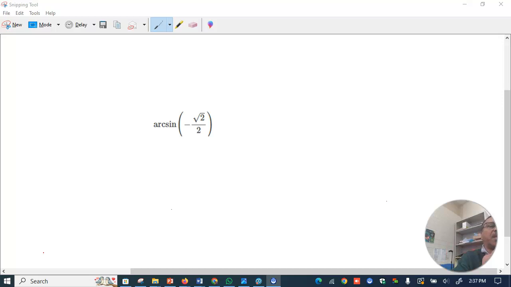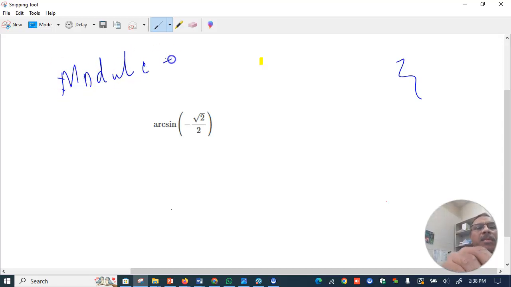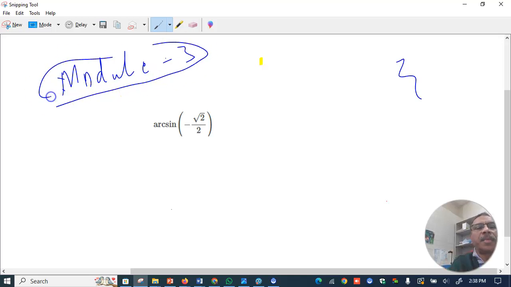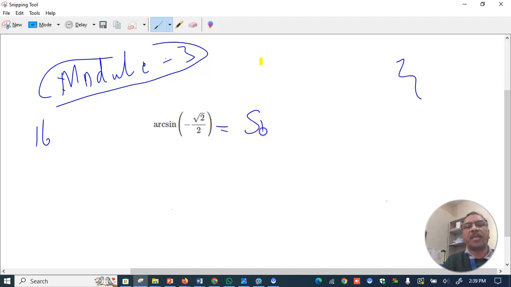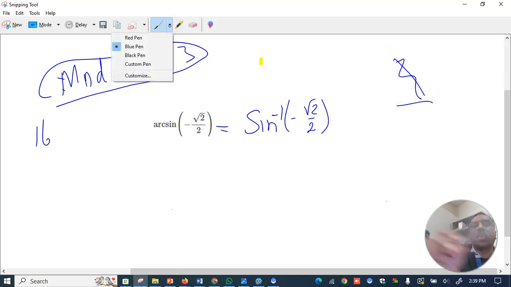Here is the first example. This is actually problem number 16 on the packet that we did today. This is module 3, and this is the practice problem, which is 16 in the packet that I gave you. So the goal is, how do we figure out what this value is? Now, in order to know this answer, it's always better to understand. This is the same as writing sine inverse of minus root 2 divided by 2. So we need to know what this answer is.